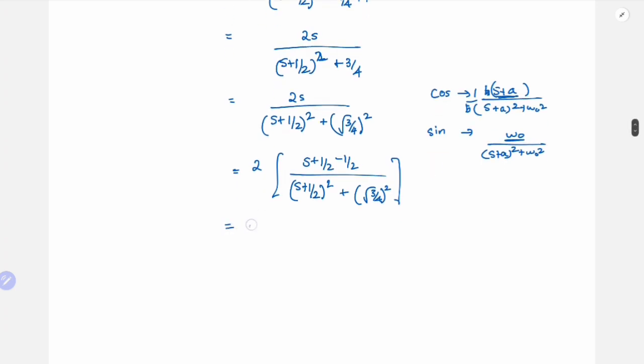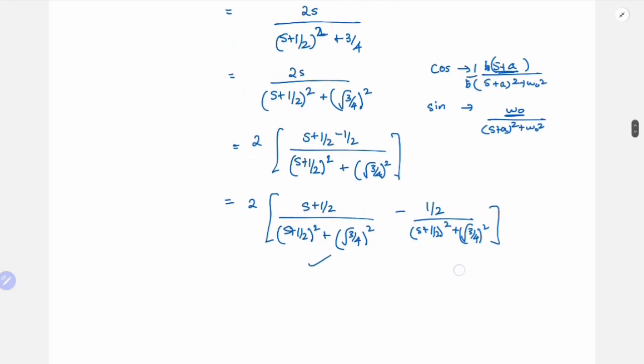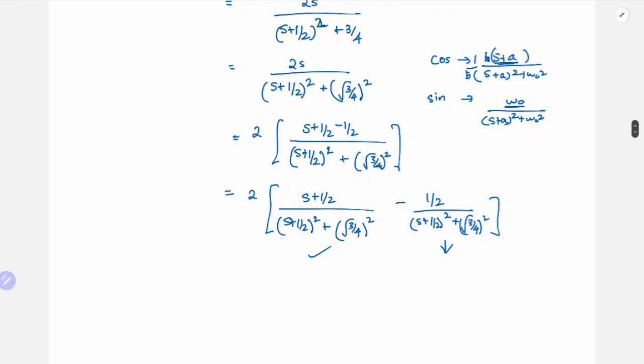So then what I will do is just split this. I'll have s plus half by s plus half whole square plus root 3 by 4 whole square, and minus half by s plus half whole square plus root 3 by 4 whole square. So this I brought into cos form, right? And this one I need to take care of. So I can rewrite this as minus half into root 3 by 4, which is nothing but root 3 by 2, right?